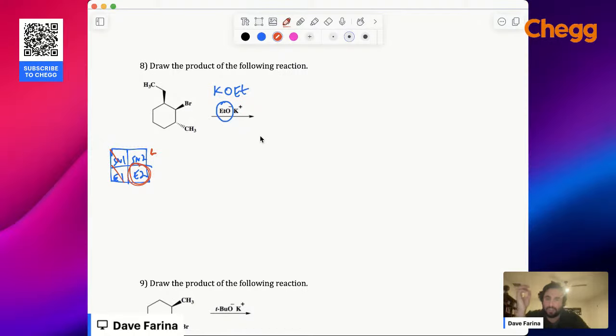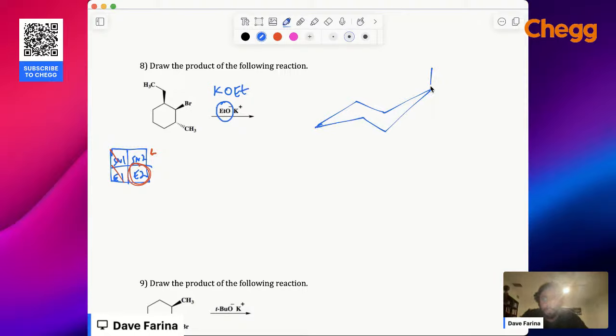So now the question with E2, it's very important when we have cyclic structures, if you have substituents that are adjacent to the carbon that's bearing the leaving group, you have to draw the chair to know what is going on. So let me draw the chair here. Okay, so here's the chair.